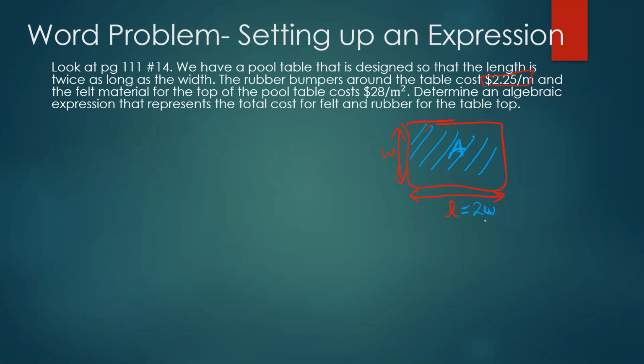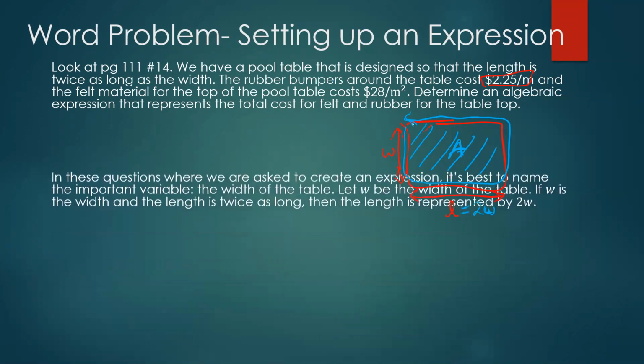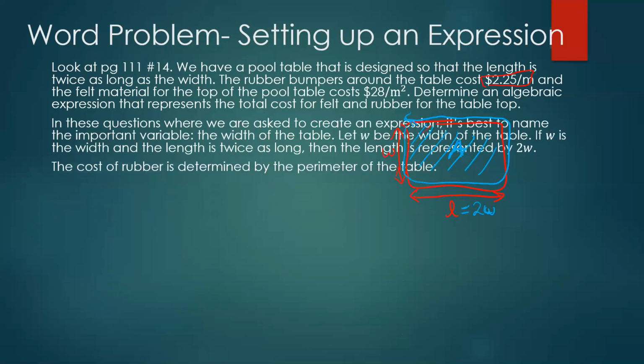So let's start with the rubber bumpers here. I think this will be a bit easier. So we know that the rubber bumpers are going to cover all the way across here, right? And I hope that kind of reminds you of something important. That reminds you, hopefully, of a perimeter. So really, for the first part, to find the cost of the rubber bumpers, we just need to find the perimeter of this table.